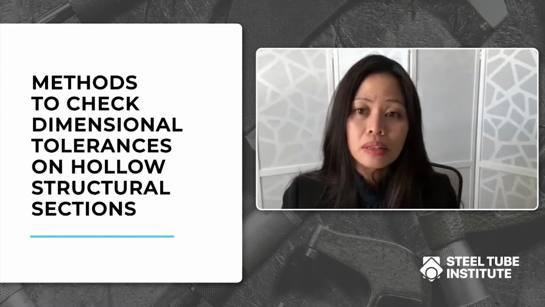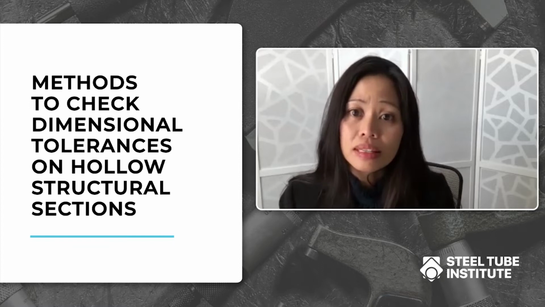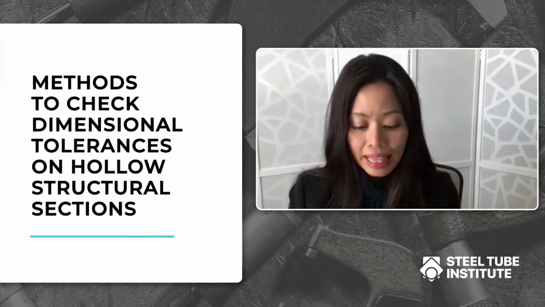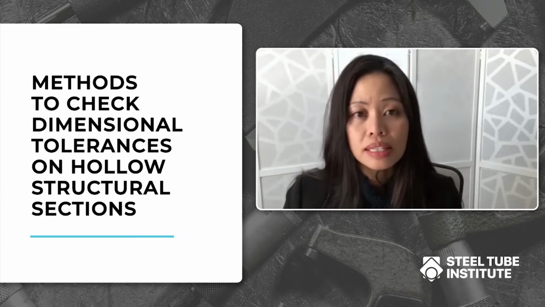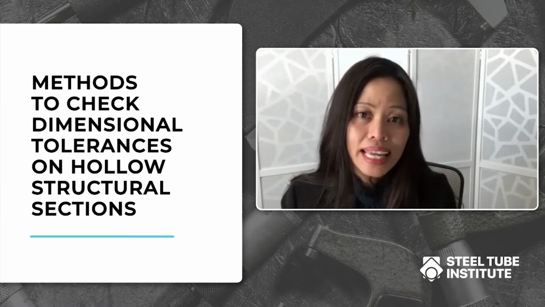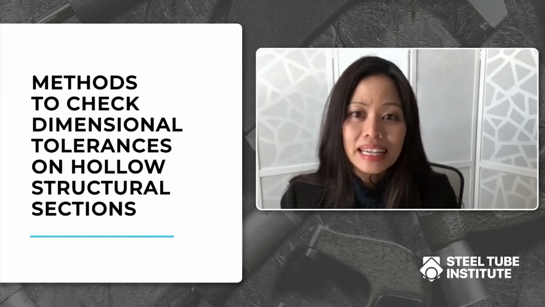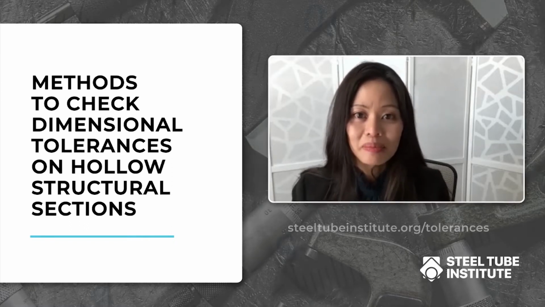This document can also assist designers, engineers, and architects to understand what the tolerances are as allowed by ASTM A500, which is good to be aware of for detailing steel. The STI tolerance document has also been approved as a standard guide for measuring HSS tolerances per ASTM's A500, A847, and A1110. The STI tolerance document can be found on the STI website at steeltubeinstitute.org/tolerances. We hope you find these videos helpful.